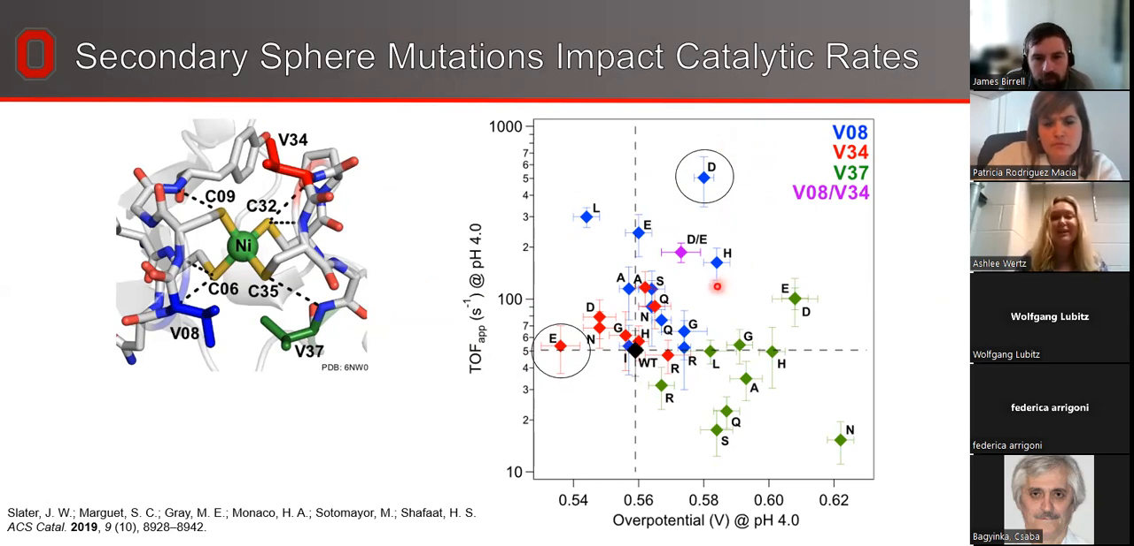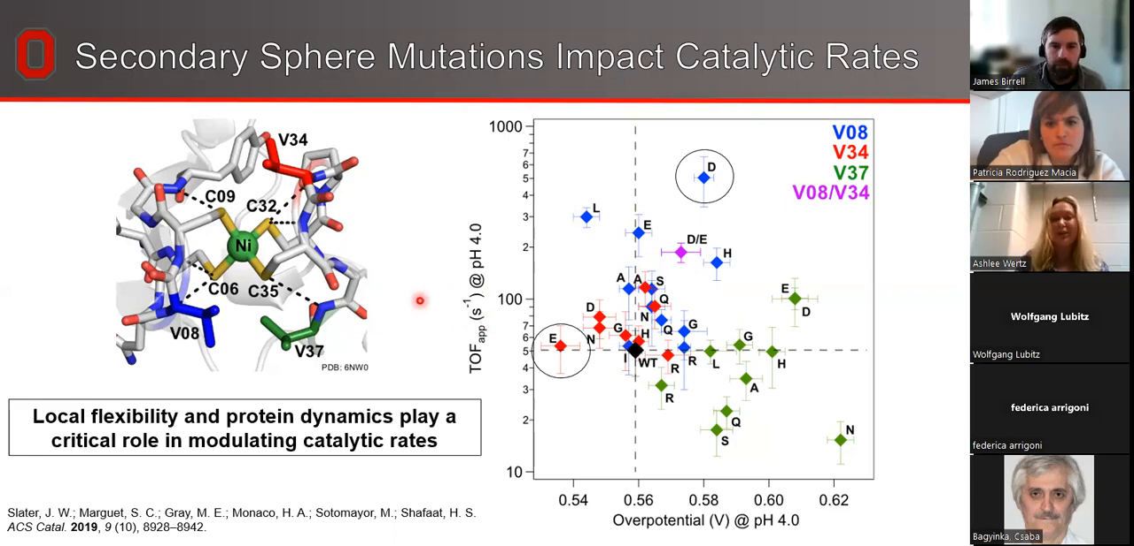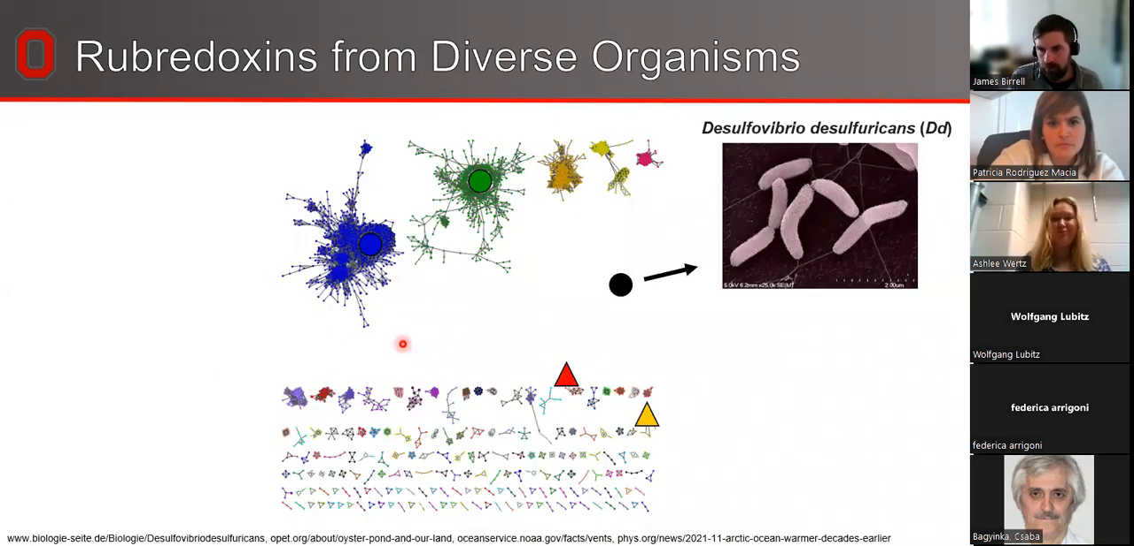And while I don't have time to get into the whole story here, what he was able to find out is that local flexibility and protein dynamics do play a critical role in modulating catalytic rates. So to explore this idea further, we turn to nature.